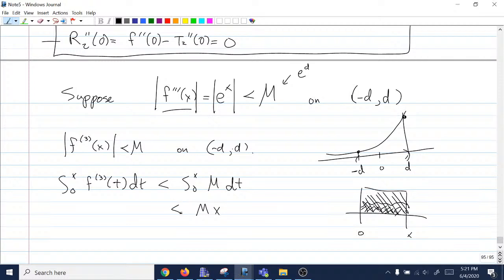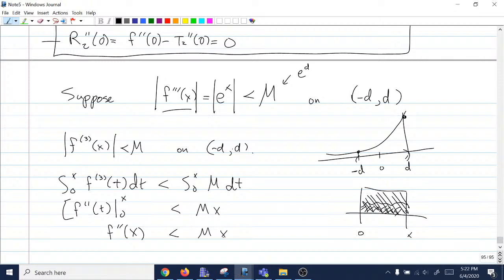And the left-hand side is, what's the integral of the third derivative? Well, it's the second derivative, but I need to evaluate it from 0 to x. That's going to be f double prime of x minus its value at 0, less than mx in absolute values. In this case, everything's positive. In the more general version, there'd be some absolute values everywhere. This is the thing that I mess up on.